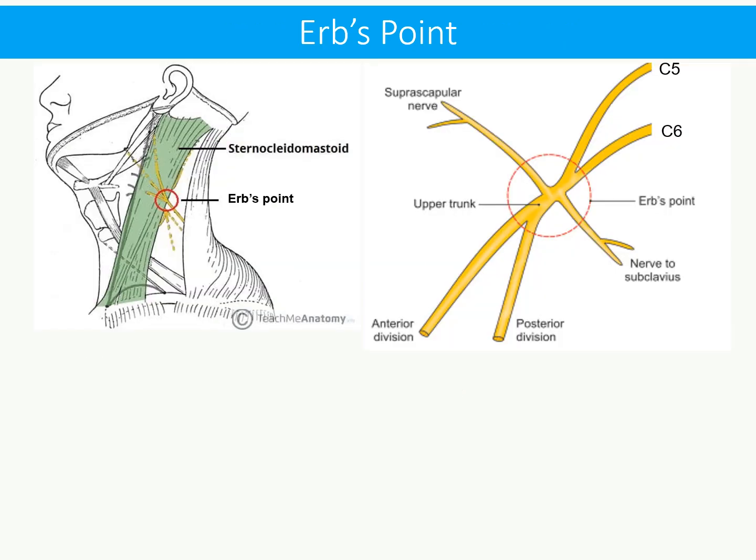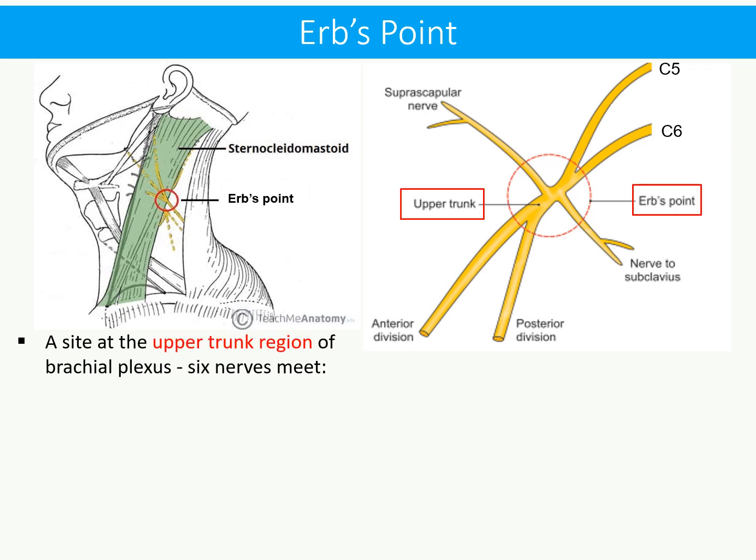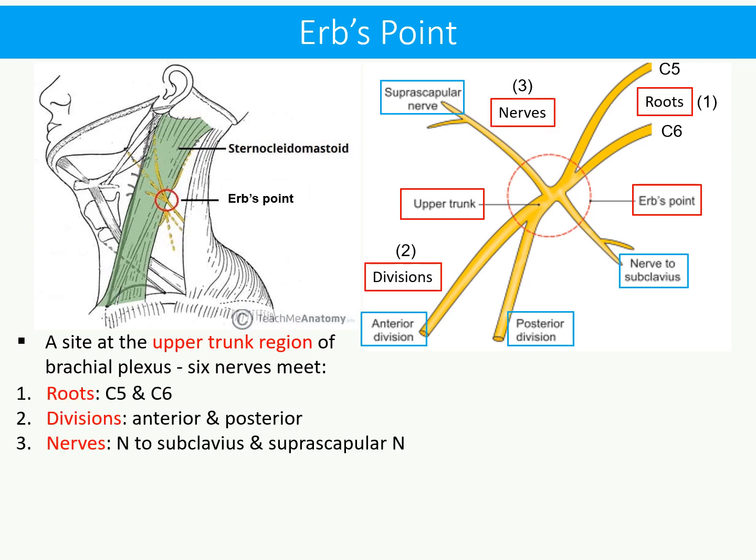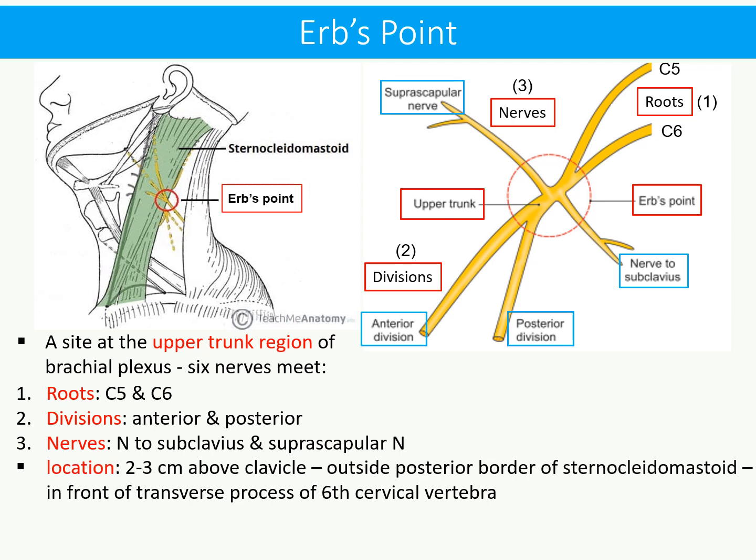Now let us have an understanding of the Erb's point and its clinical significance. It is the site at the upper trunk region of the brachial plexus where 6 nerves meet. These nerves are number 1 roots, that is 5th and 6th cervical segment roots of the brachial plexus, 2 divisions, anterior and posterior division of the upper trunk, 2 nerves, nerve to subclavius and suprascapular nerve.